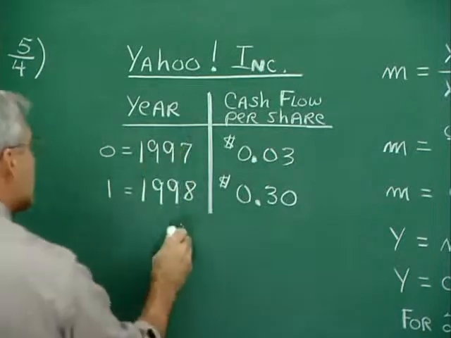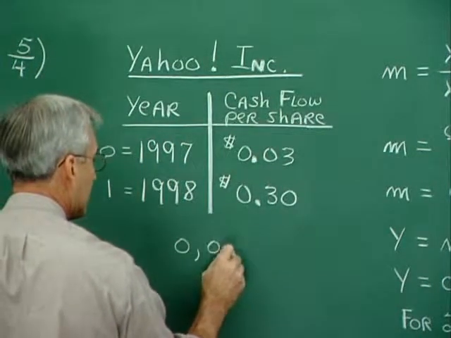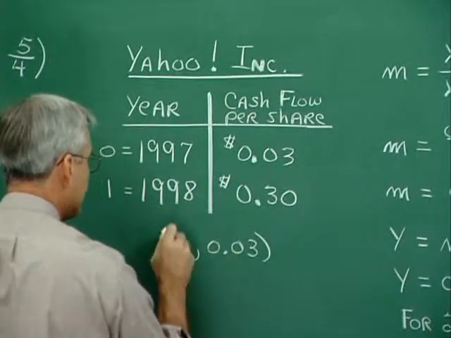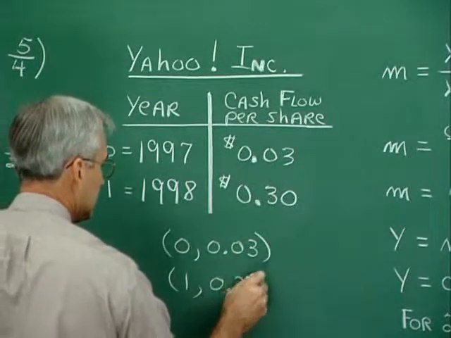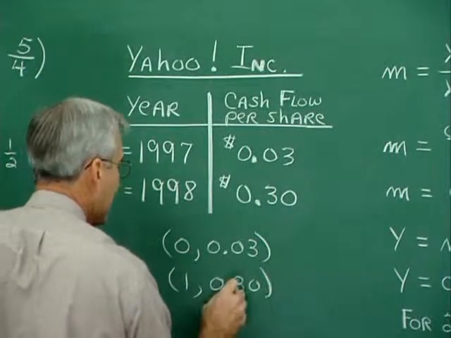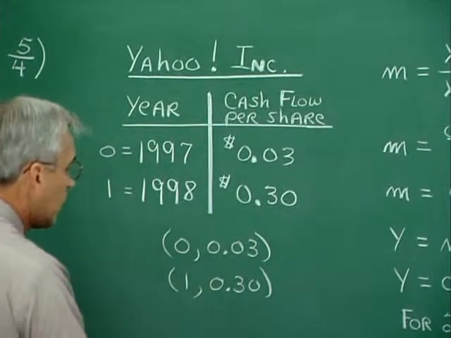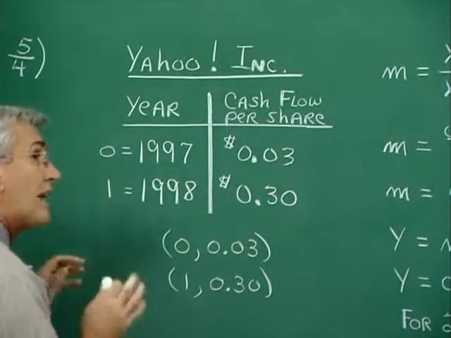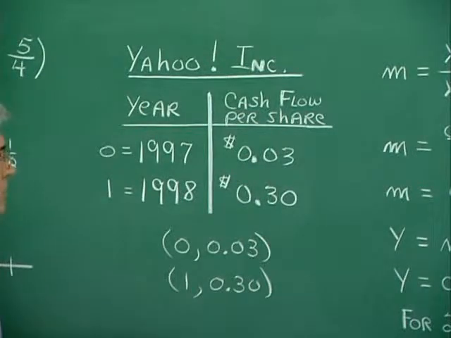So we have then the ordered pair 0 associated with this, and then 1 associated with this. All right, now we have a couple of points, and we can think about plotting those points on a coordinate plane if we want to. We can establish the slope associated with these two. And all of that is possible right here.